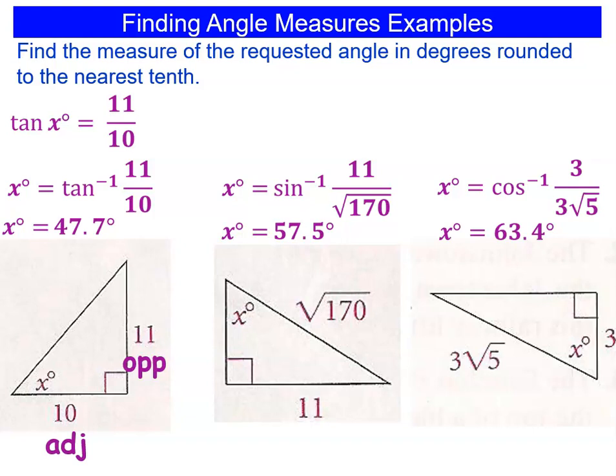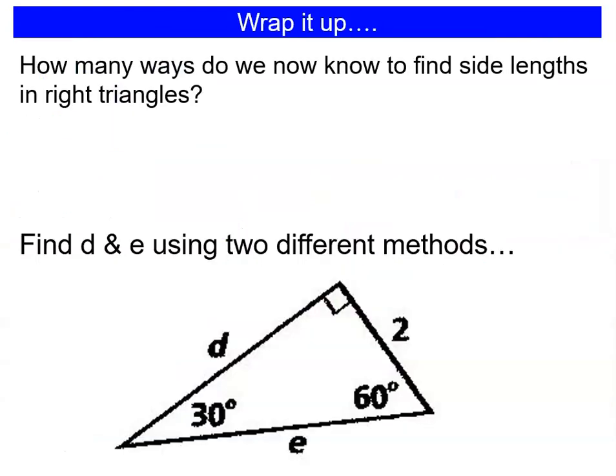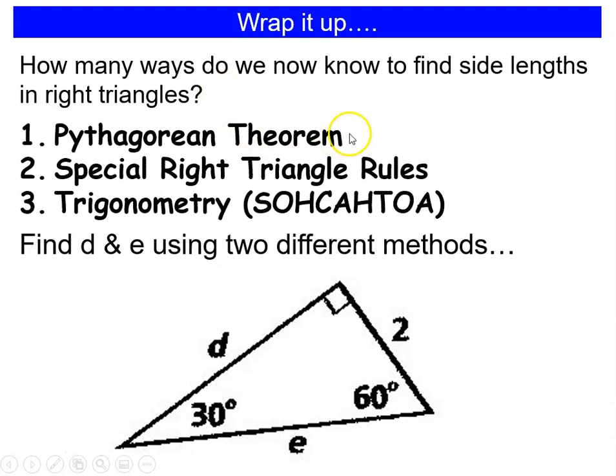find those angle measures. All right, so to wrap it up, how many ways do we know how to find side lengths in right triangles? Well, we have our good old Pythagorean theorem if we know two sides. We have our two special right triangle rules, 30, 60, 90, 45, 45, 90. And you now have trigonometry, SOHCAHTOA, to help us find it if we don't have two sides. What if you only have an angle and one side? You can use trig to find those other sides.